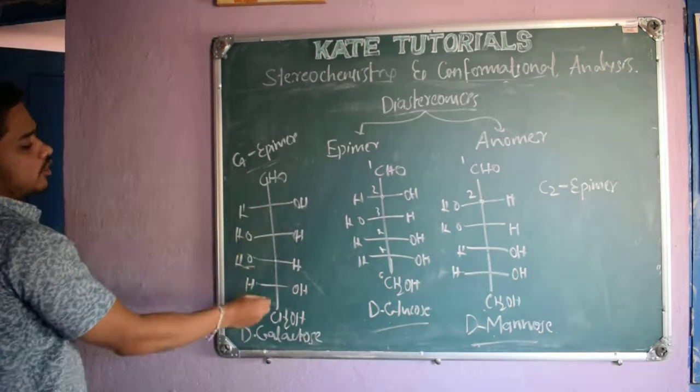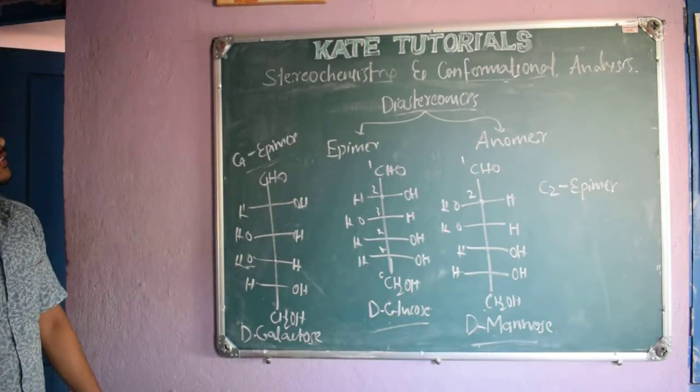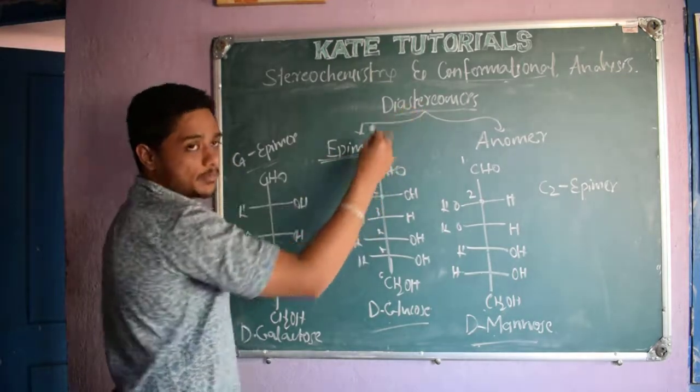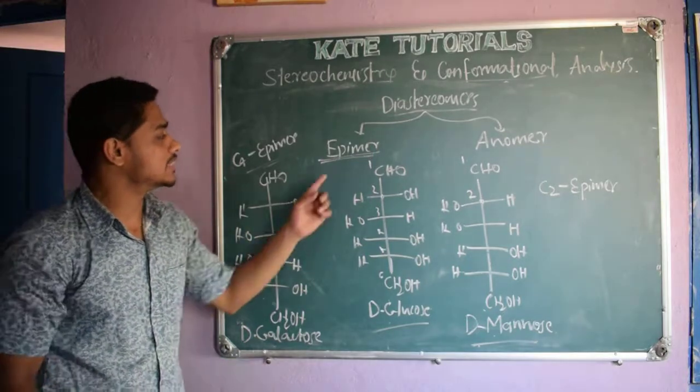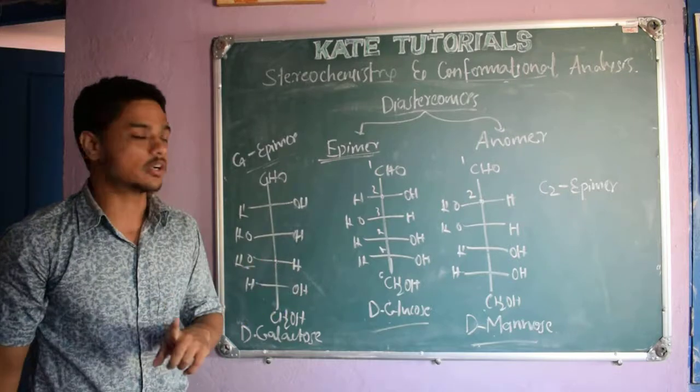D-galactose is the C4 epimer of D-glucose. This is about epimers. What are epimers? Epimers are diastereomers, no doubt, but with a stereochemical change at only one chiral carbon. That is the thing you need to remember.